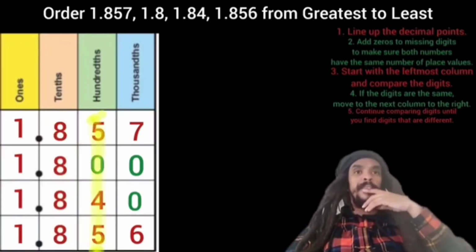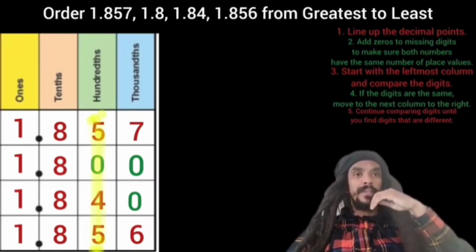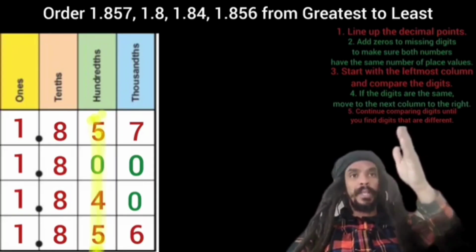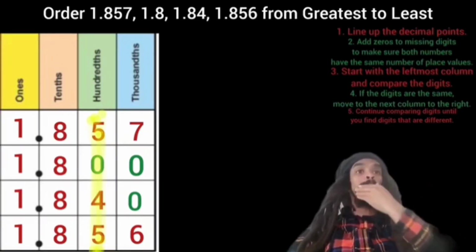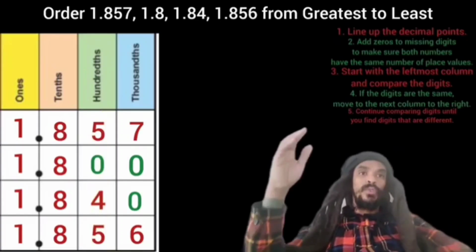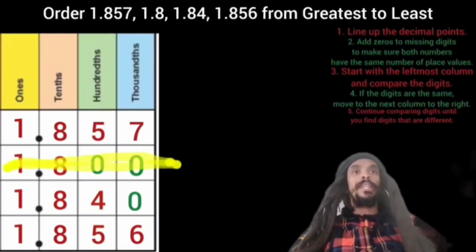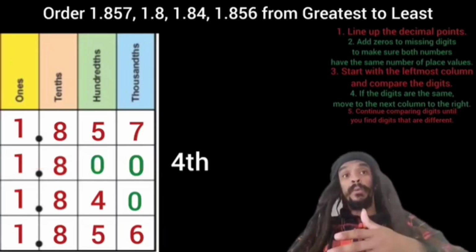Okay, now let's go to our hundredths place. Let's see if we have any differences. And I think we see some, because we have a 5 in our hundredths place, a 0 in our hundredths place, a 4 in our hundredths place, and a 5 in our hundredths place. So we know the 1 and 8 tenths is going to be the very smallest number that we have.